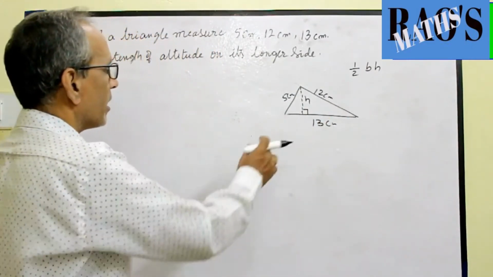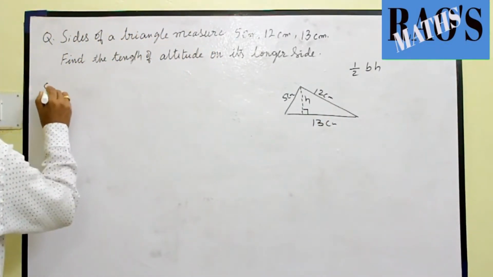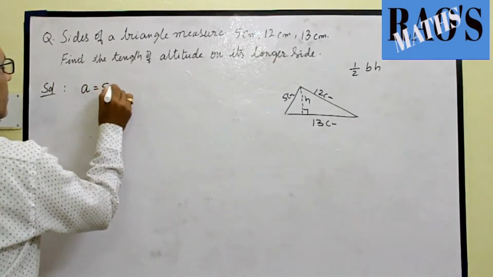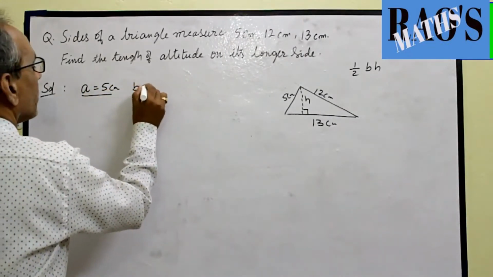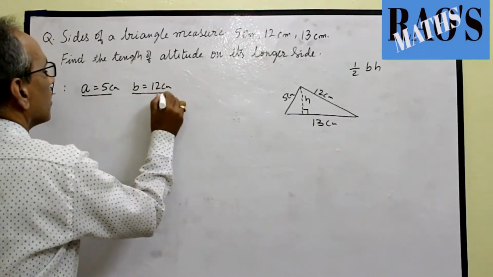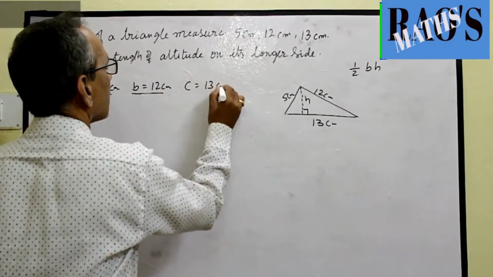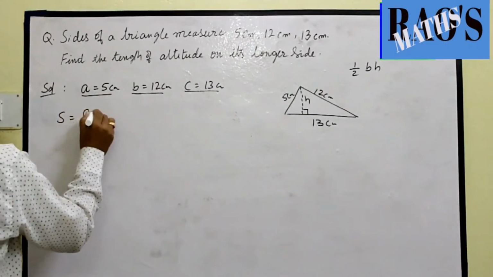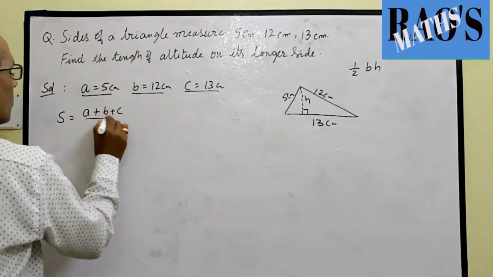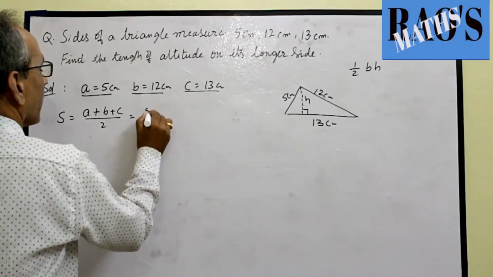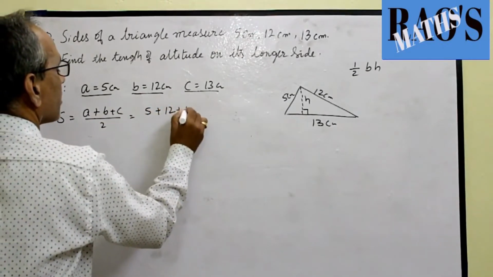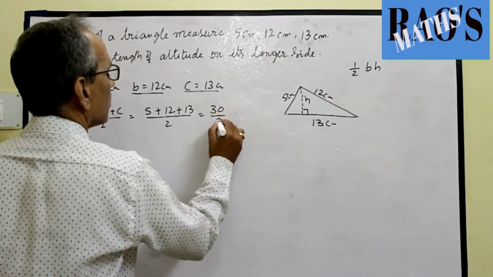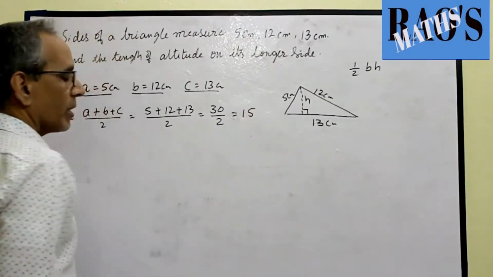Let's find out the area by using Heron's formula. In my solution I have a for 5 centimeter, b for 12 and c for 13 centimeter. Let's find out s, that is the semi-perimeter of the triangle, which is a plus b plus c by 2, which is 5 plus 12 plus 13 by 2, which is 30 by 2. Of course it is 15. So we have the s value.